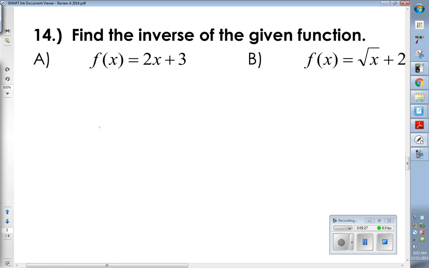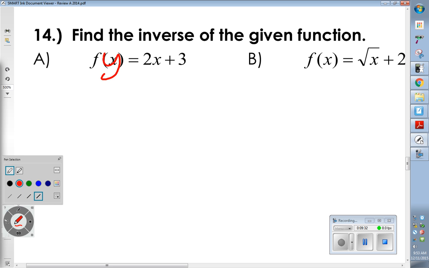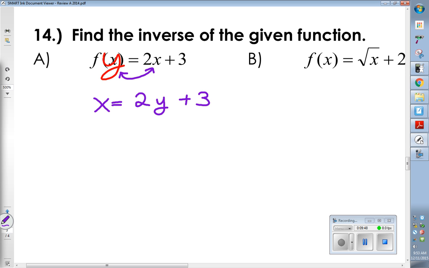Switch x and y. So in this problem right here, remember f of x is just a fancy way of writing the letter y. So our first step is going to be flipping the x and y. These 2 things are going to switch spots. X is equal to 2y plus 3. Flip the x and the y. 2 steps to find an inverse. Switch x and y, and then what? Solve for y. Get y by itself. So then I'm going to solve this thing.